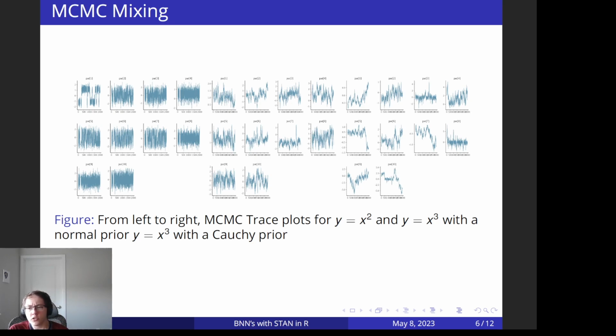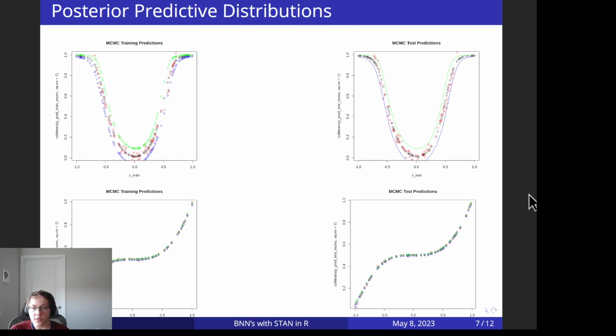For y equals x cubed, the mixing wasn't quite as nice. There's some of these parameters that did mix well, like parameter 8 in the Cauchy prior, but some of them, like parameter 1 in the Cauchy prior, look almost like random walks. I didn't have time to investigate this fully and try to get these to mix, but the posterior predictive distributions ended up working out either way. So in these graphs, the red dots are the actual data points. I had a training and a test data set, which were each half of the data set. I sampled it using R.